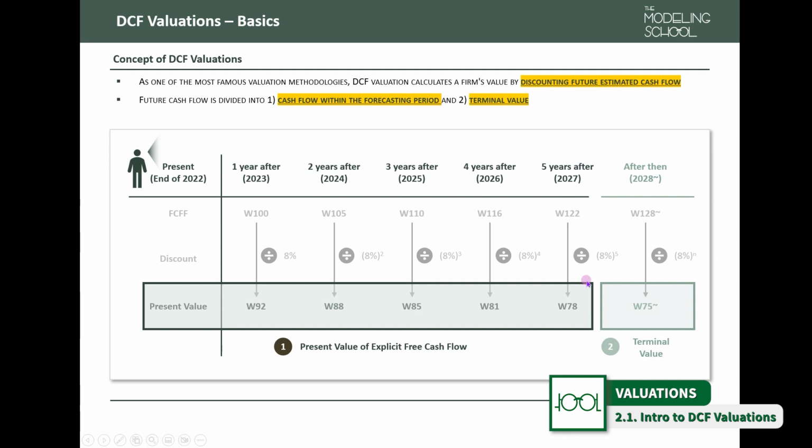So the years that we have analyzed, studied, and actually projected are going to be part one of the DCF valuation. So part one is calculating the present value of explicit free cash flow. But part number two, for which we will be using very simple assumptions to derive year 6 and beyond, is deriving the present value of terminal value. It's called terminal value because it's in the end.